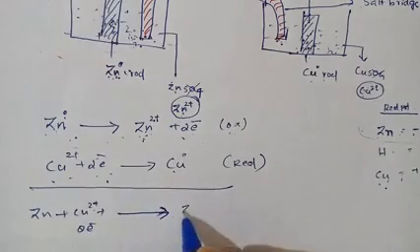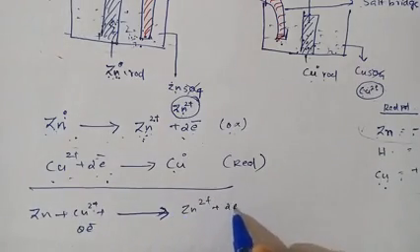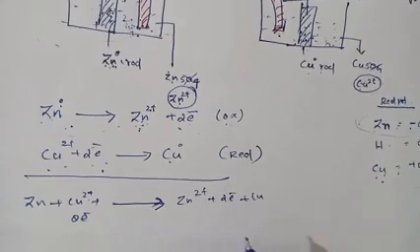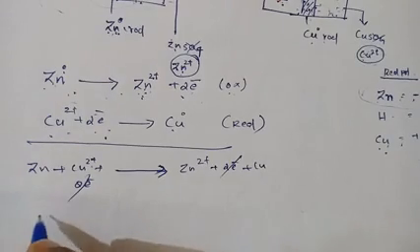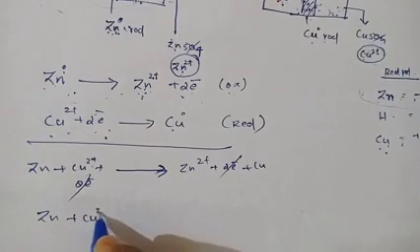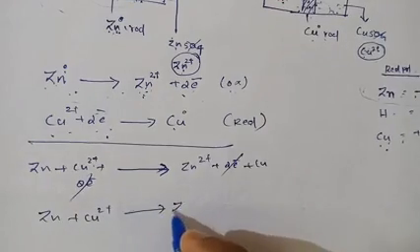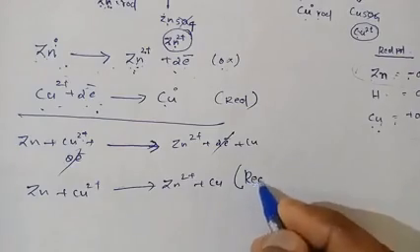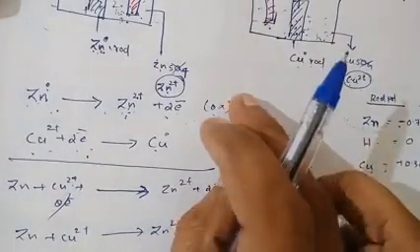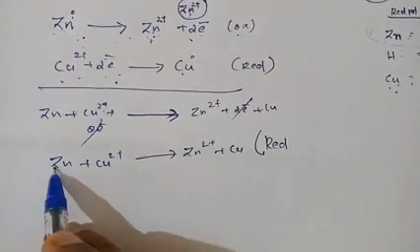Here on the right hand side, Zn2+ + 2 electrons gives Cu. The 2 electrons get cancelled. So what happens? Zn plus Cu2+ gives Zn2+ plus Cu, and this is reduction and oxidation. We are combining reduction and oxidation together, so here both reactions are happening.